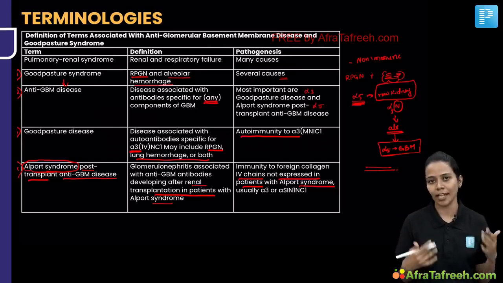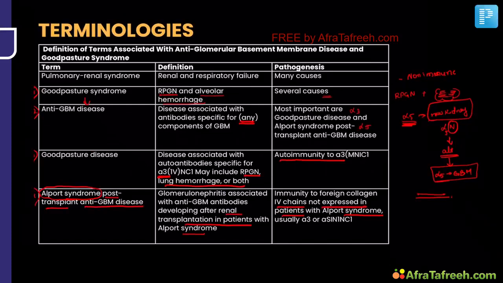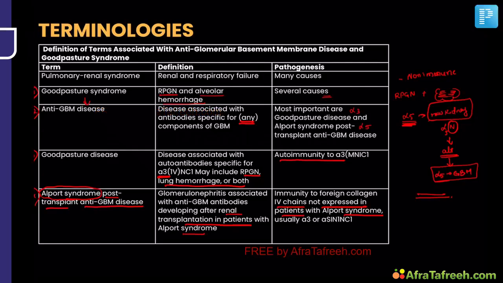So, they are going to generate antibodies against it. So, you understood pulmonary renal syndrome, which is a non-immune entity. It can be anything like an infection. It can be anything like a cardiorenal syndrome, which is involving both lung and the kidney. Second is Goodpasture syndrome. This is a huge terminology causing anything that causes both rapidly progressive glomerulonephritis and alveolar hemorrhage. So, it can be because of antibodies against the GBM, or it can be because of systemic process like vasculitis.